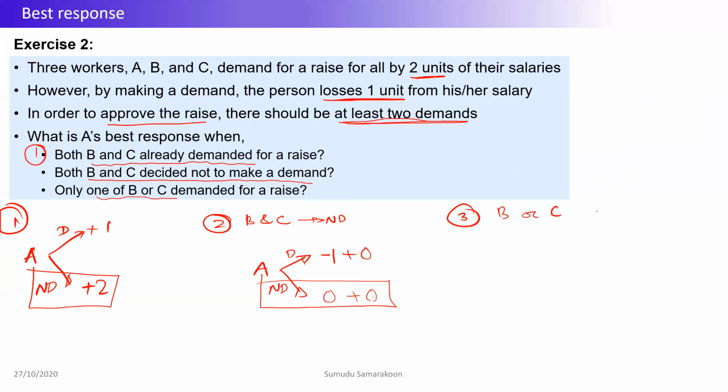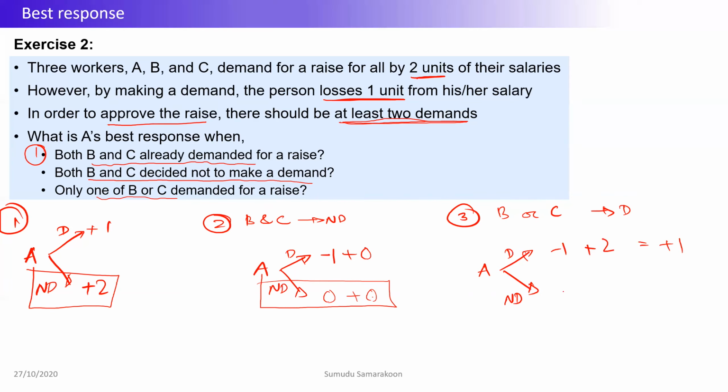The last case, B and C already make a demand. Now let's focus on the two choices of A. Since there is already one demand, now suppose A makes a demand, so that means he's going to lose one of his salary. Since one of the others have already made a demand, the employer will agree to increase. So basically, all will get +2 for their salary. So basically, he ends up with +1.